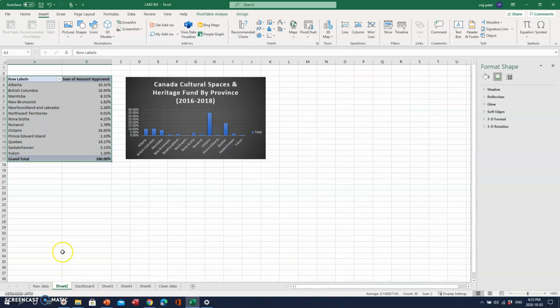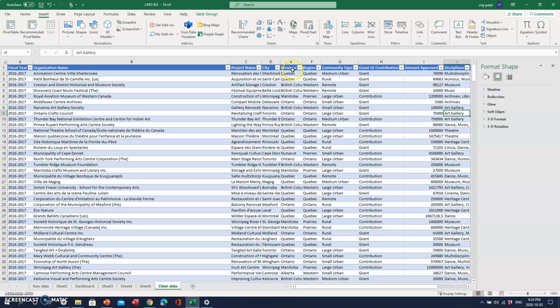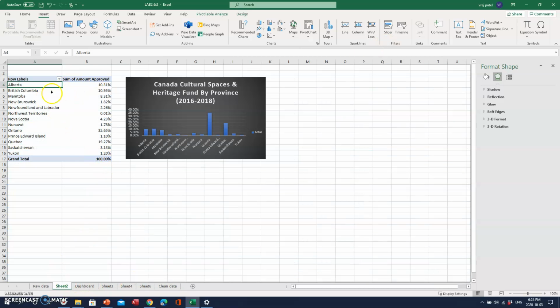This is the first table which I made. This table is all about the Canadian Cultural Spaces Fund and Heritage by province. This data compares all of the grants by province. So Alberta got 10.31% of the grant. Among these organizations, here are all the provinces, so I made this first table by that.